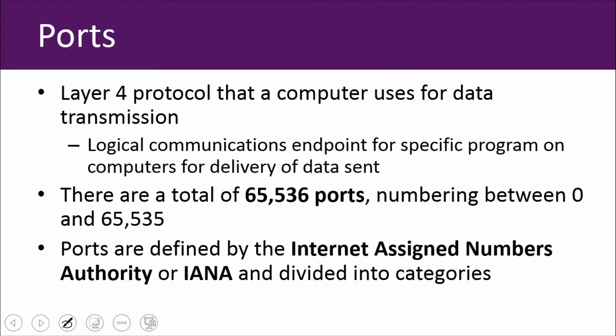All right. Another construct at layer 4, the transport layer, is ports. Ports are used for sending and receiving data transmissions, right? Ports are like little doorways that are dedicated to specific programs or specific types of data and protocols. There are a total of 65,536 ports. They're all numbered between 0 and 65,535. That's a lot of ports to remember. All of these are defined by IANA, the Internet Assigned Numbers Authority, and I can't imagine having to memorize all those different ports. So thank goodness there's somebody out there who's willing to handle it for us.